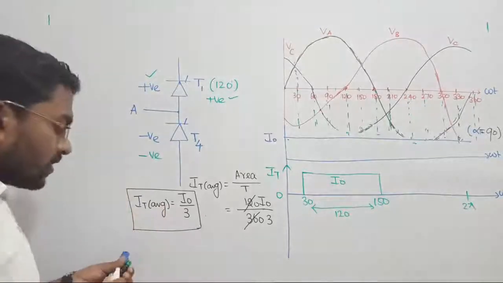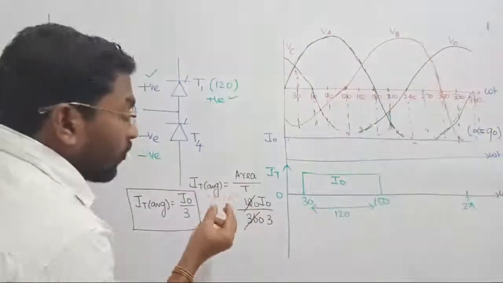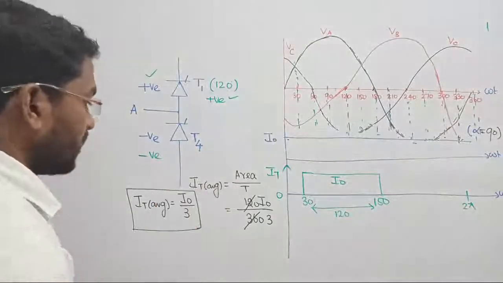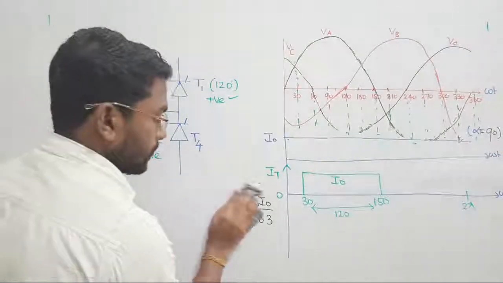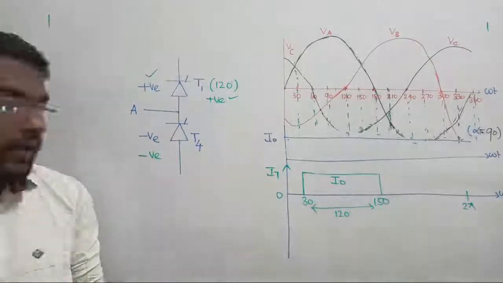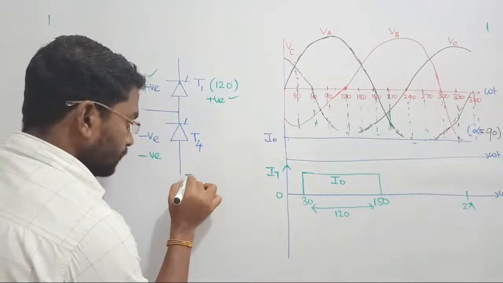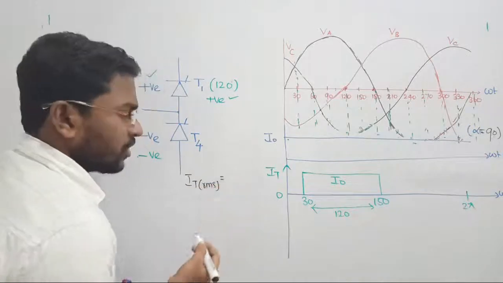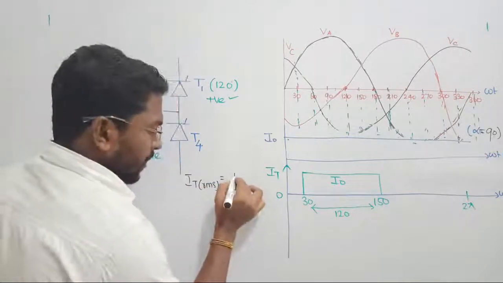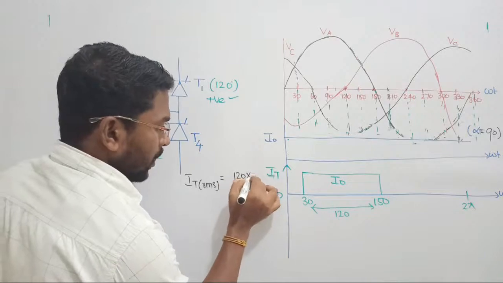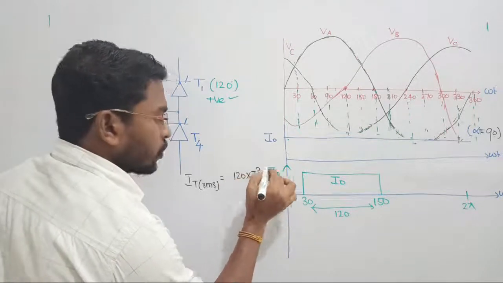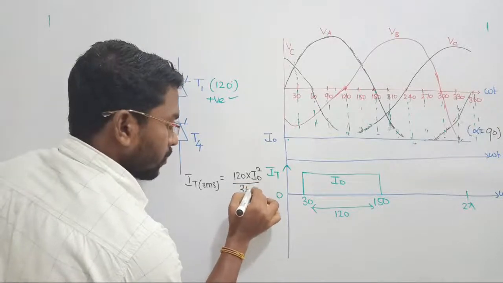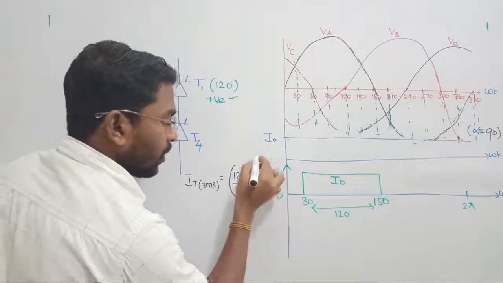Anyway, take this one. Similarly, if you are estimating the RMS value of the thyristor current, let us estimate. Sorry, the RMS current, not average. Very simple. For the RMS value, the same time period, but this time you have to square the magnitude. Square your height, multiplied by width, divided by total time period. Keep them all under root.